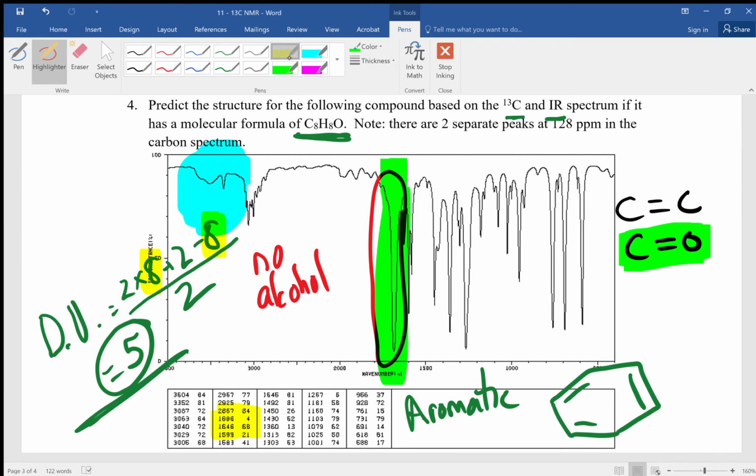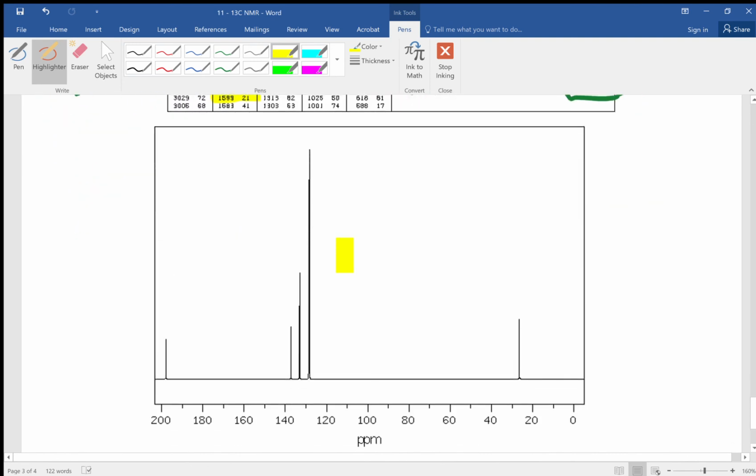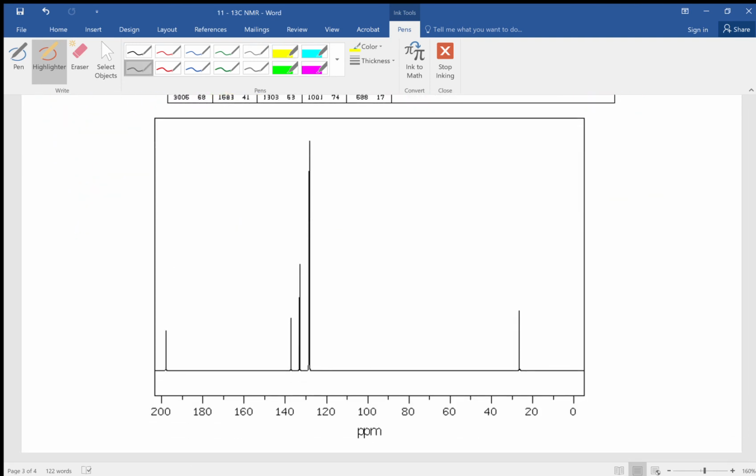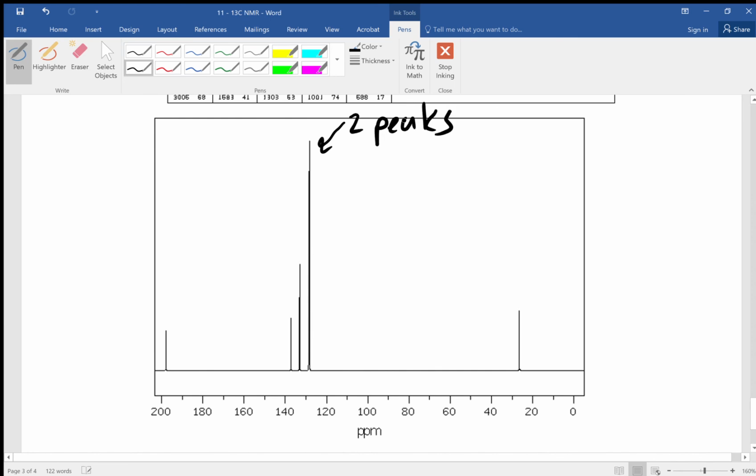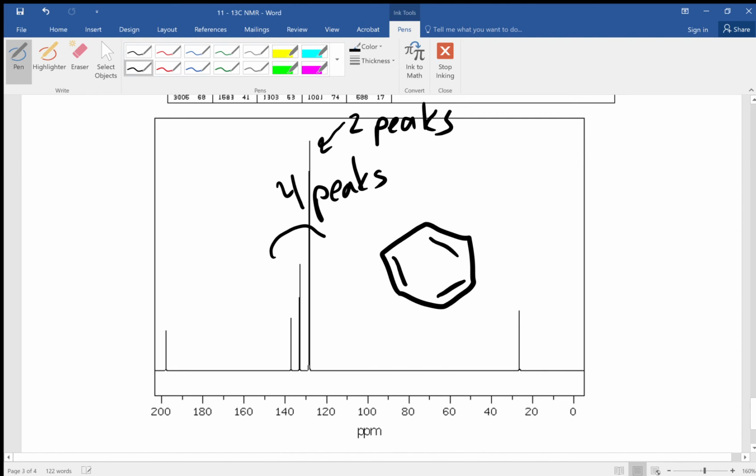The other thing I want to draw your attention to is when we look at our carbon spectrum, note that there's two separate peaks at 128 ppm. So let's just make sure we remember that. And just so we don't forget, I'm going to write that in. So what that means is we have a total of 4 peaks in this region. And so that serves even more strongly to suggest that we have an aromatic ring.